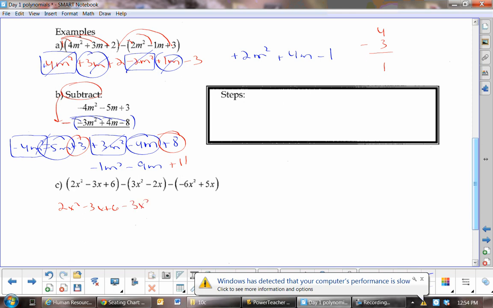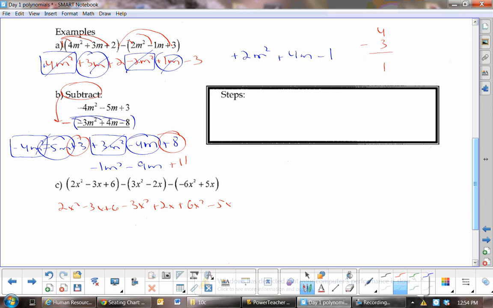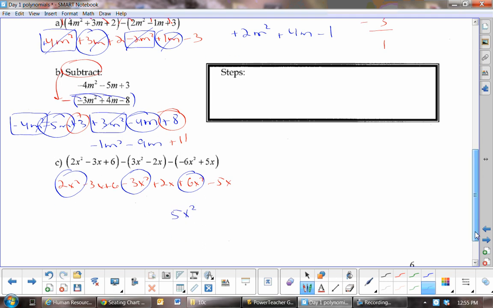Negative 3x squared plus 2x plus 6x squared minus 5x. Okay, so again, we got to keep this straight. I got a 2x squared meets with a negative 3x squared. What's that? Negative 1x squared meets with 6x squared, 5x squared. Cross them out.